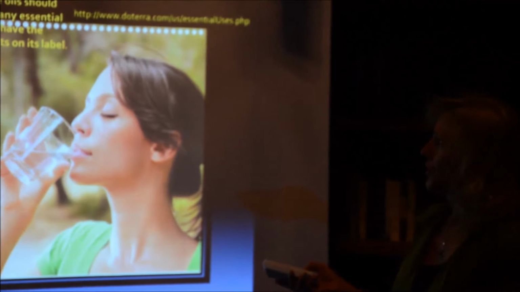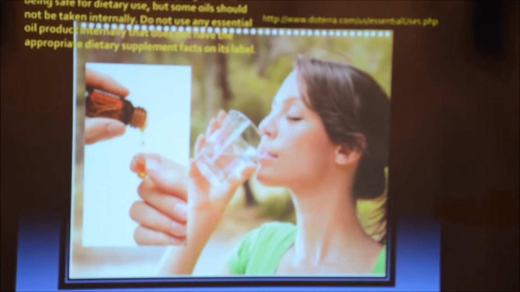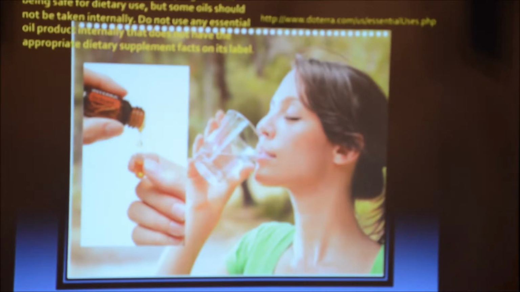Or you can take it internally, but many essential oils are generally regarded as being safe for dietary use, but some oils should not be taken internally, and do not use any essential oil product internally that does not have the appropriate dietary supplement facts on its label.